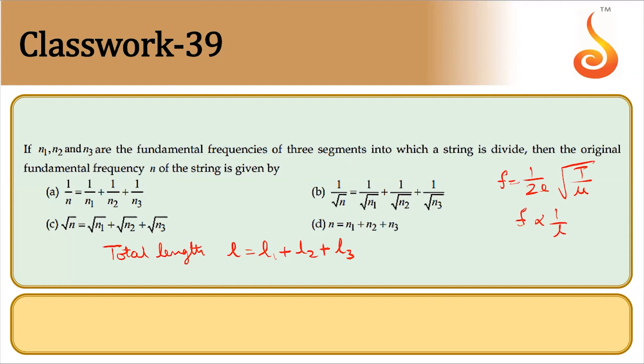So frequency is inversely proportional to length. So L can be replaced by 1 by N. That should be equal to 1 by N1 plus 1 by N2 plus 1 by N3, because frequency is inversely proportional to length. Frequency here they have given it as N. So it must be option A. Replace each length by reciprocal of frequency.